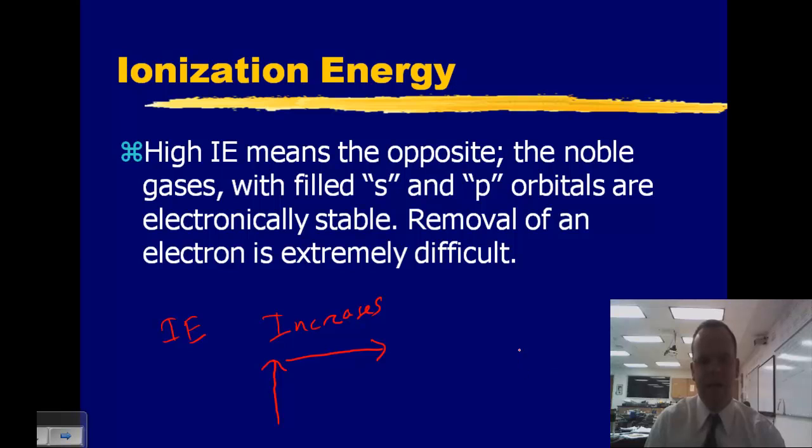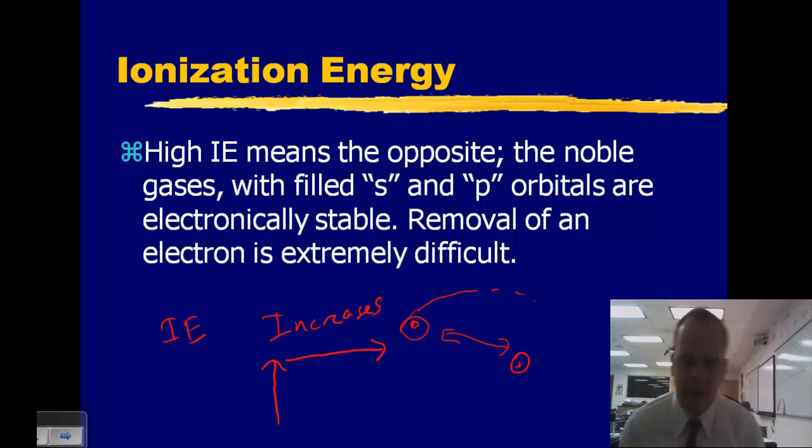The further an electron is away from the nucleus, so if we have one atom with an electron way out here, and we have another atom with an electron right near the nucleus, it's going to be a lot easier to pull this electron off because it's a lot further away from the positive charge that's attracting it. Whereas this one, very close to the positive charge that's attracting it, will take a lot more energy to remove. And the more completely stable the atom is, moving to the right, the higher the ionization energy.